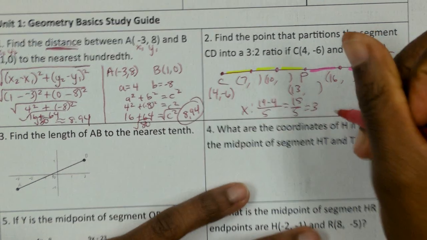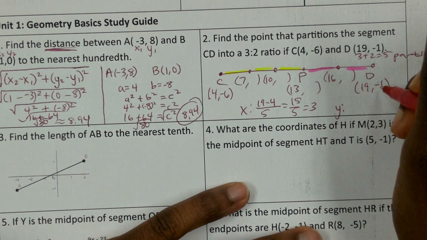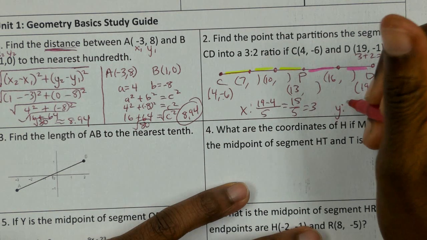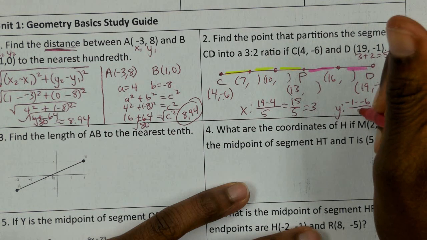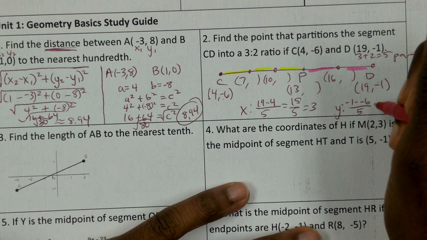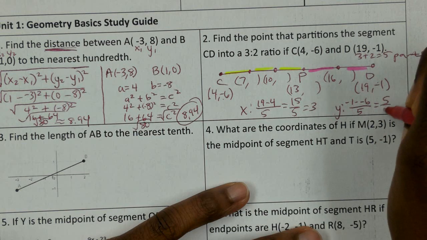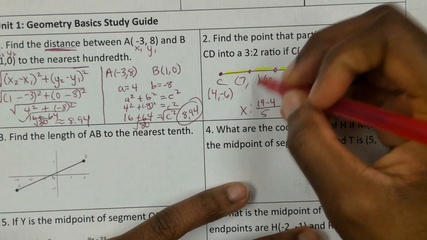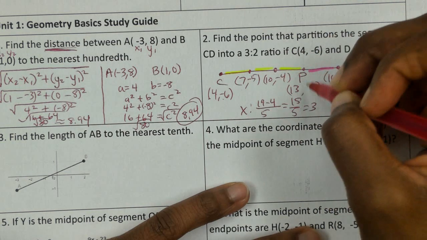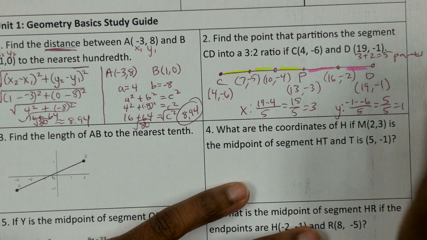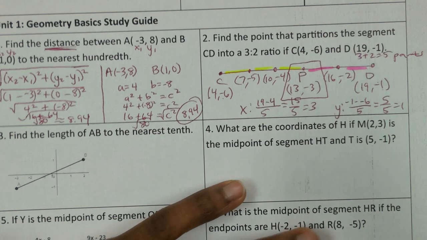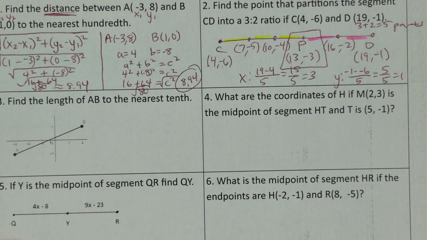Good. For y, we went from negative 6 to negative 1, so we do negative 1 minus negative 6 over 5 parts. That's the total amount of parts. So 5 over 5 is 1, so we're increasing 1. Negative 5, negative 4, negative 3, negative 2, negative 1. So our answer would be 13, negative 3.